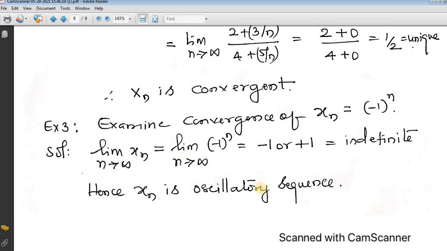In the next video we are seeing how to execute these 3 examples in the Maxima software.